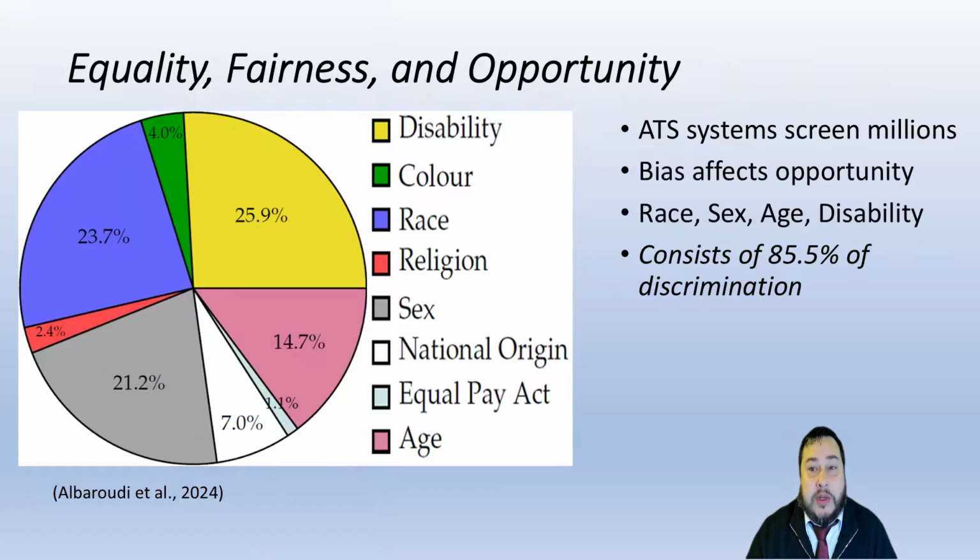ATS systems screen millions of applicants every year. That scale means that any bias in these systems doesn't just affect one company, it affects entire labor markets. Research by Alberudi and colleagues shows that 85% of hiring discrimination falls into four categories: race, sex, age, and disability. In many cases, discrimination becomes embedded in the data that today's ATS systems are trained on.